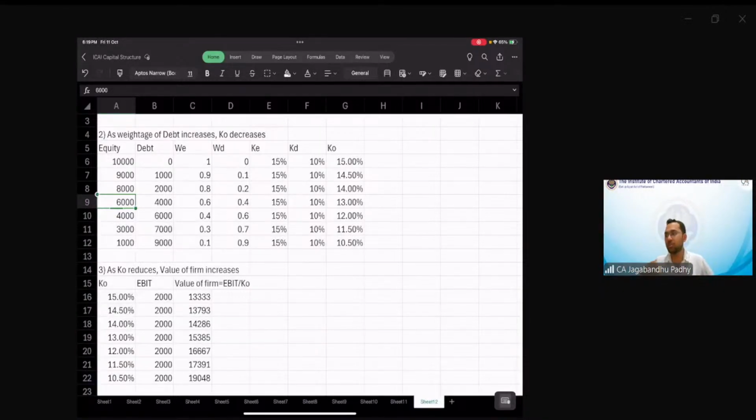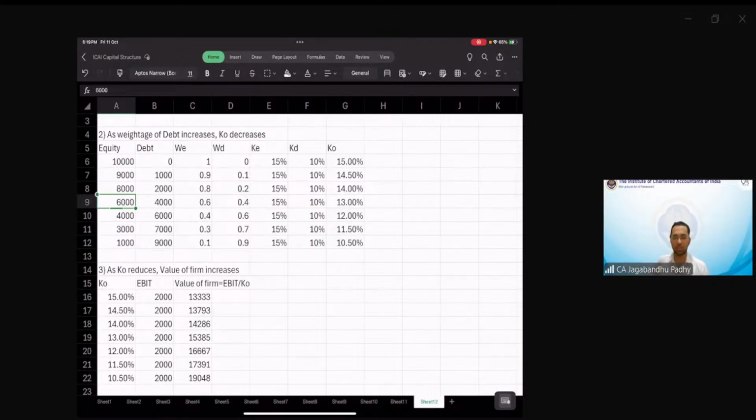Because if the company is not able to generate returns and it goes bankrupt, the equity shareholders will lose their money, right? So there is a financing risk which gets absorbed into the business due to a high level of debt. And at a higher weightage of debt, do you expect the equity shareholders to require the same 15% return?